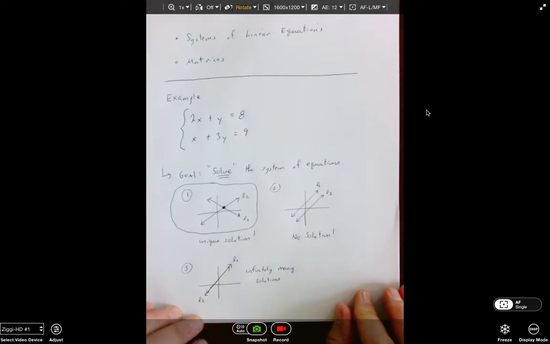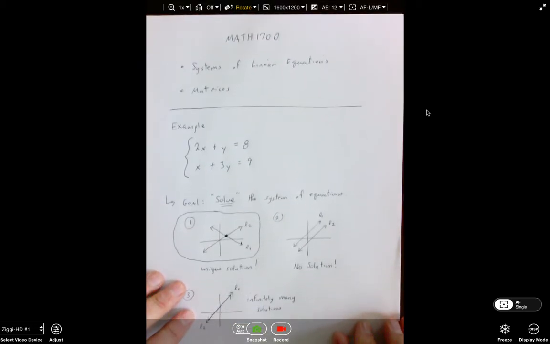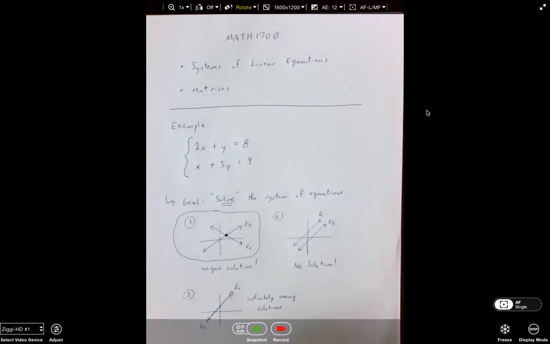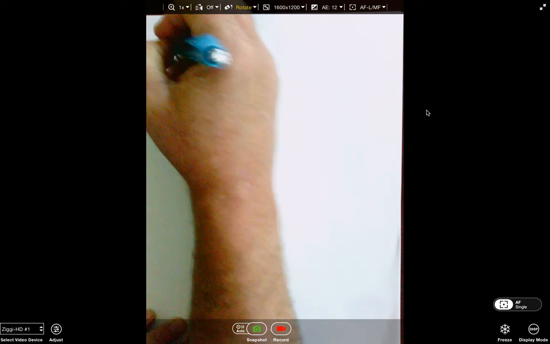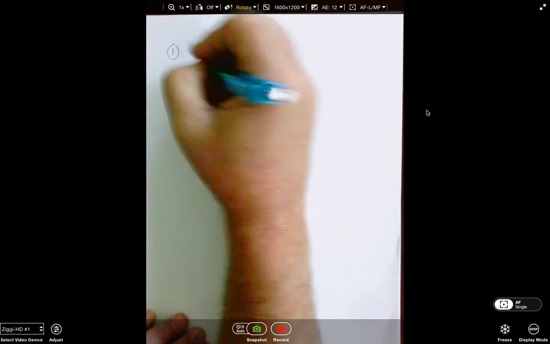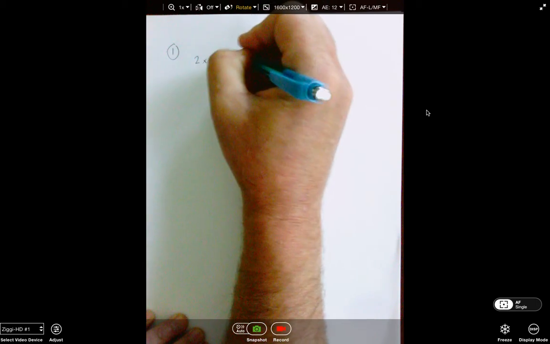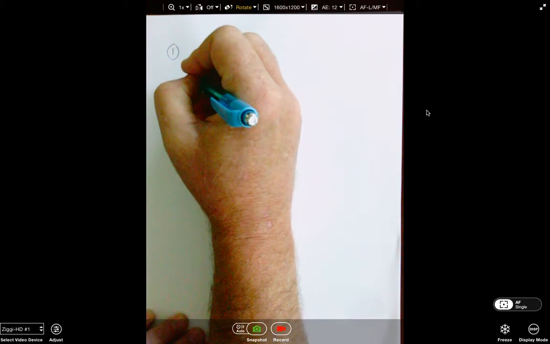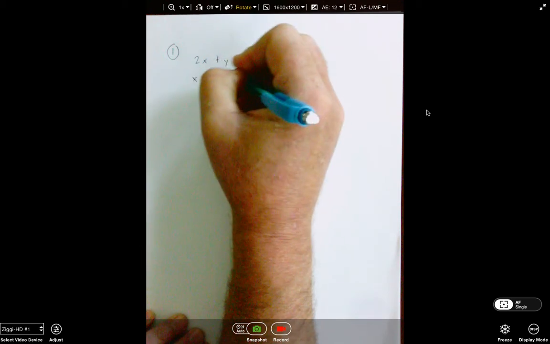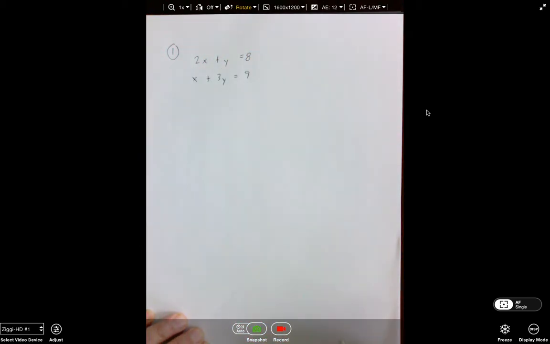Now, I'm kind of curious. This is something I do when I'm teaching in class: I just throw it out to my students. How would you solve something like this? I want to run through some of the things that you probably have seen previously. First of all, you could use a method like this. If we have 2x plus y equals 8 and x plus 3y equals 9, we could use the elimination, well, actually the addition method.